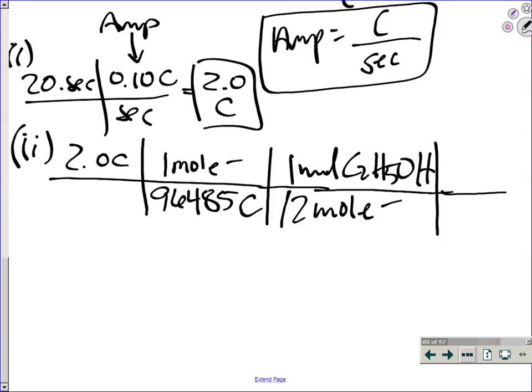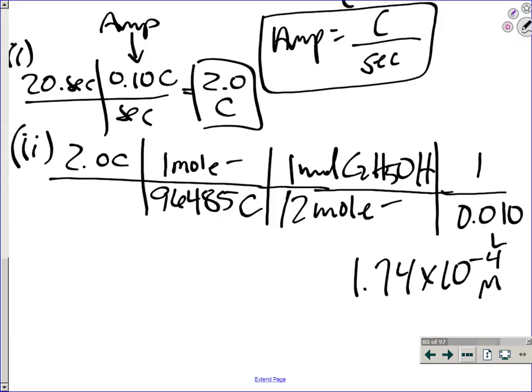And how do you get to concentration? Divide by liters. Moles divided by liters is molarity. So 1 over the 10 milliliters would not work; we have to convert milliliters to liters, 0.010 liters. So 1.74 times 10 to the negative 4th molar. That should be right.